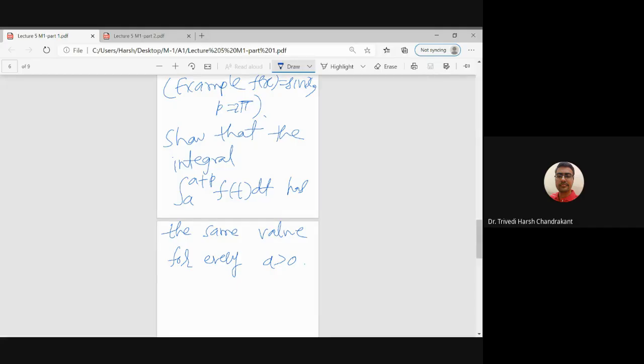So here basically a is fixed, but we can change a. So we can take a equal to 0. Then since for the sin x function the period is 2 pi, the integration 0 to 2 pi sin x dx is what we will get, and that area will be the same for every a. If we change a also, the integration of the sin x function between any interval of size 2 pi will be the same. So that is what we want to show here.